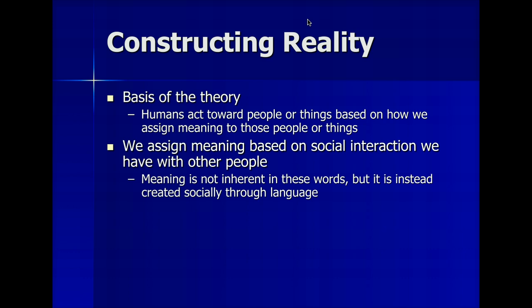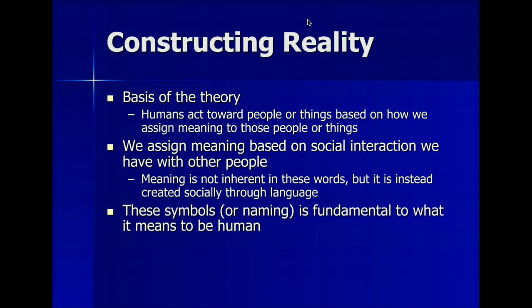Now, where do these come from, right? Where do these meanings come from? Well, they come from our interactions with each other. They come from how I perceive you, what kind of clothes you wear, how you carry yourself, previous interactions with you, etc. So these symbols, right? The symbols that we put on people, and remember, symbols are things that stand in for other things, is a fundamental part of what it means to be human.